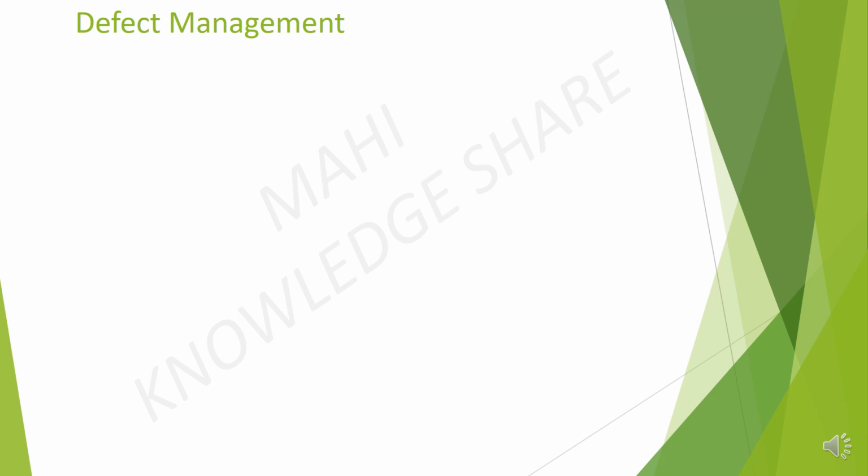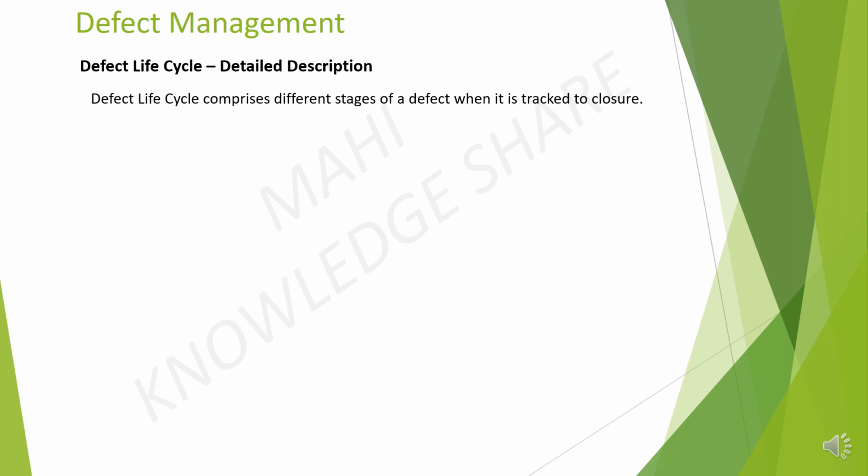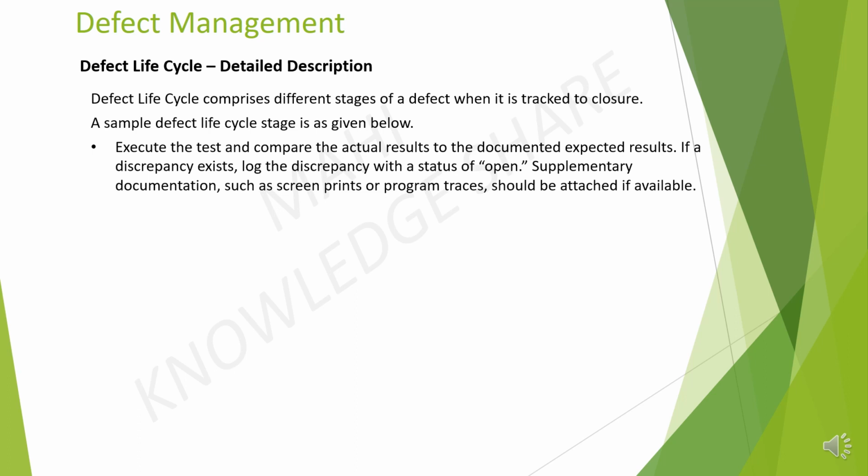Defect lifecycle detailed description. Defect lifecycle comprises different stages of a defect when it is tracked to closure. A sample defect lifecycle stage is given below. First, execute the test and compare the actual results to the documented expected result. If any discrepancy exists, log the discrepancy with the status of open. Supplementary documentation like screenshots should be attached for reference.